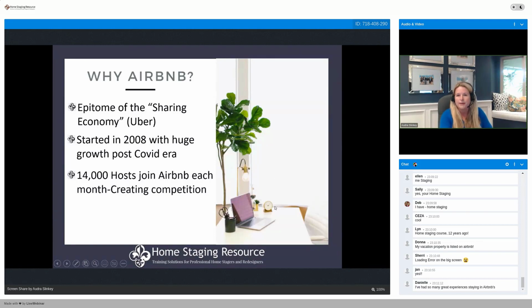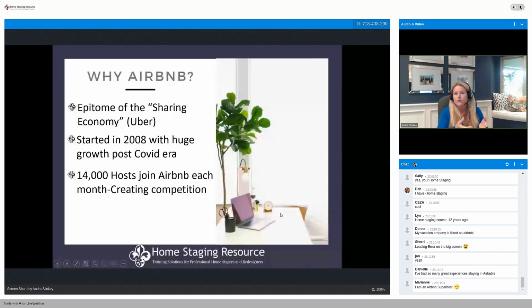14,000 Airbnb hosts. And I have to say, what is an Airbnb host? Those are people that own the space or manage the space and list it on the platform. Oh, I've got some super hosts. I love it. Yes, 14,000 each month are added to the platform. That's a lot of competition these days.